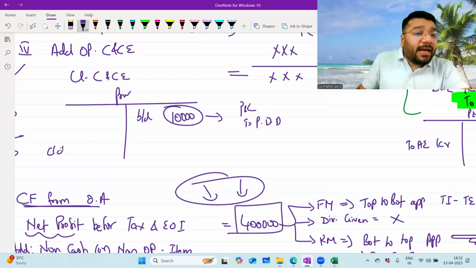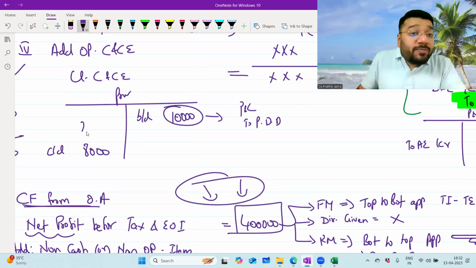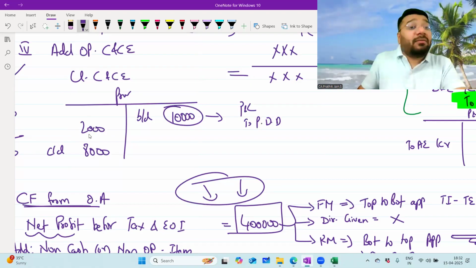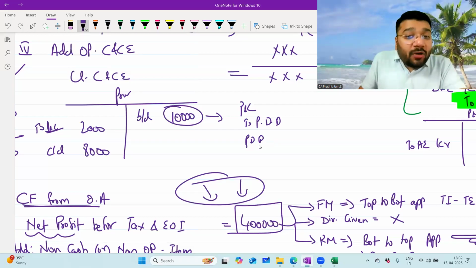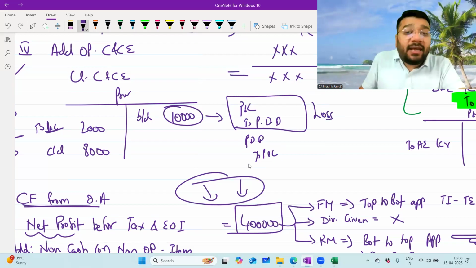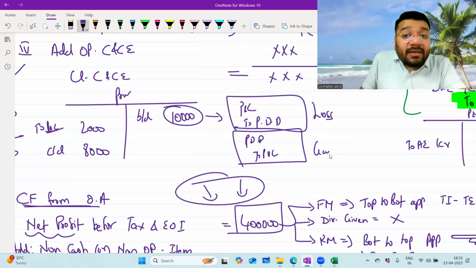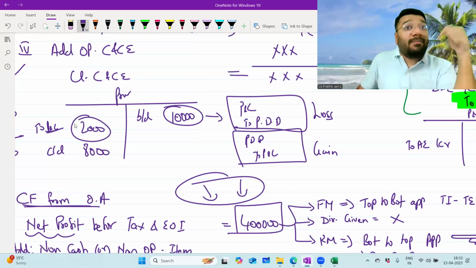Now current year at the end you're telling me that my provision is only 8,000, which means balance 2,000. There is no fear, which means that 2,000 rupees you're going to write back. To P&L. What is the entry? Provision for doubtful debt to P&L. For creating provision, loss, this entry. For reversing the provision, gain, this entry. Current year you're telling that now I'm not doubtful to the extent of 2,000 rupees, which means that money is going to come.